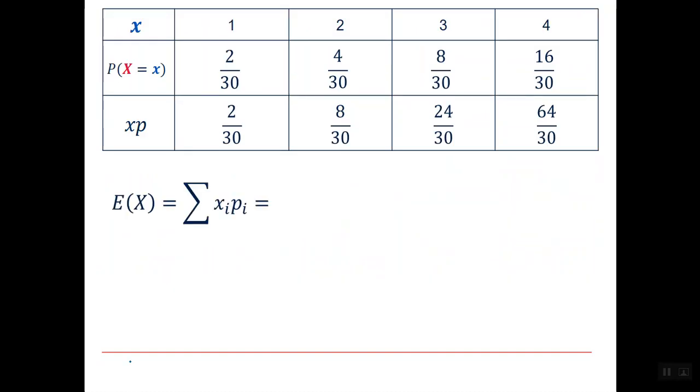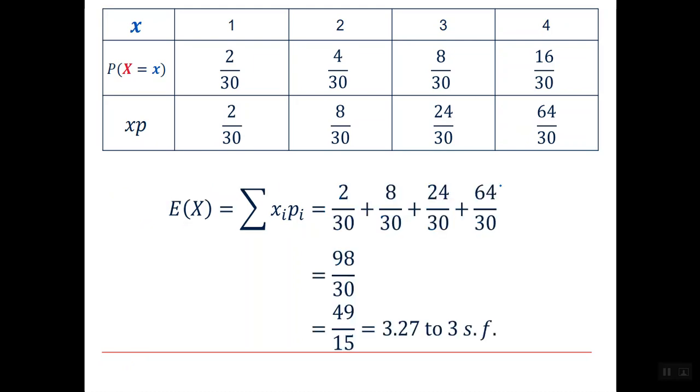So all we need to do now to find the expected value is to add these all up. So we have 2 over 30 plus 8 over 30, 24 over 30 and 64 over 30. When we add all those up, we're going to get 98 over 30, which we could simplify to 49 over 15 or change into 3.27 to 3 significant figures.